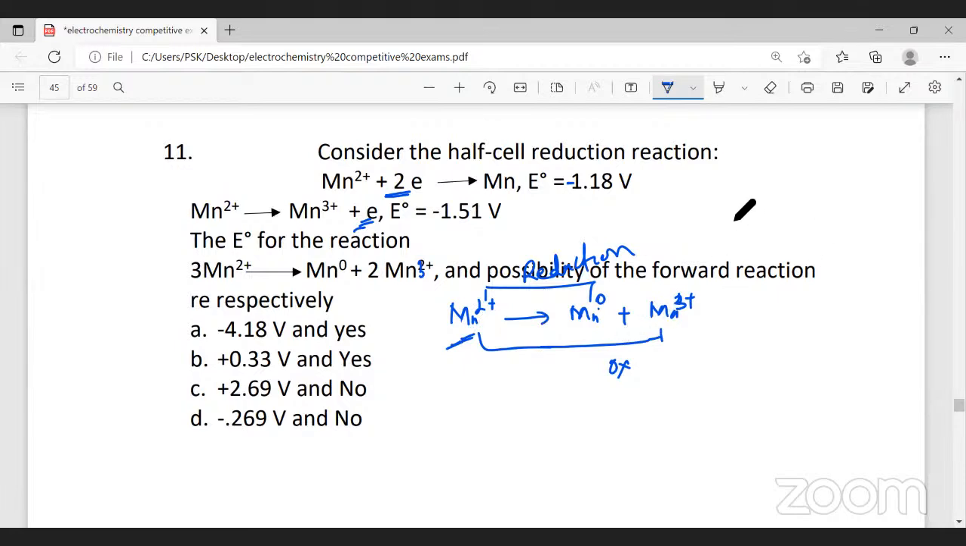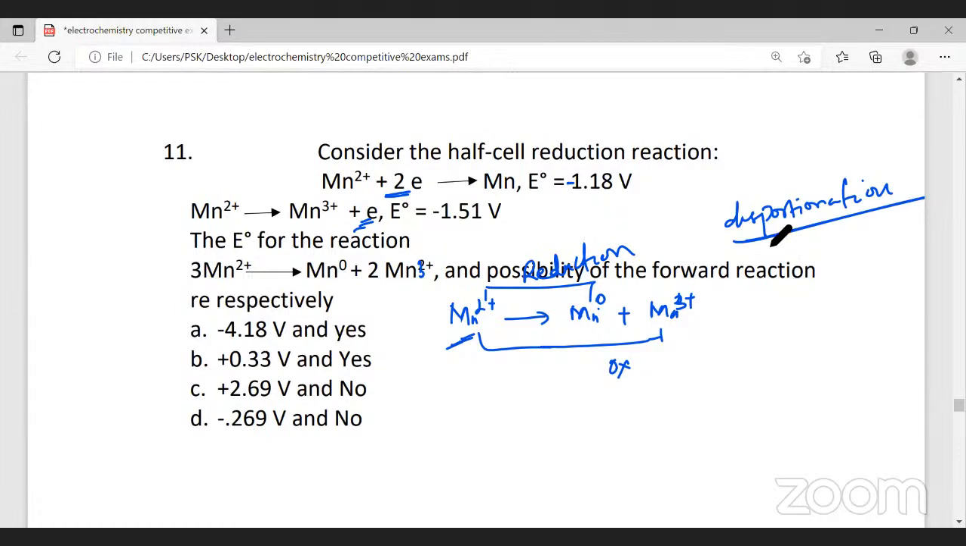So these kind of reactions are called disproportionation reactions. What do you mean by disproportionation reaction? A reaction in which an element undergoes both oxidation and reduction is called a disproportionation reaction. So we will balance this equation: 3Mn2+ giving you Mn0 and 2Mn3+. The reaction is balanced now.